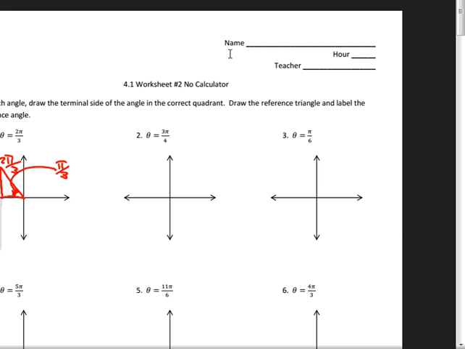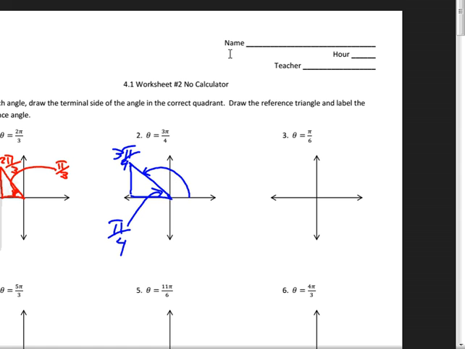3 pi over 4. Well, that's 3/4 of the way. There's 3/4 of the way. So that's 3 pi over 4. Where's the triangle? Just drop straight down. Boom. Where's the reference angle? That guy. And it's how much is left. How much is left? Pi over 4.